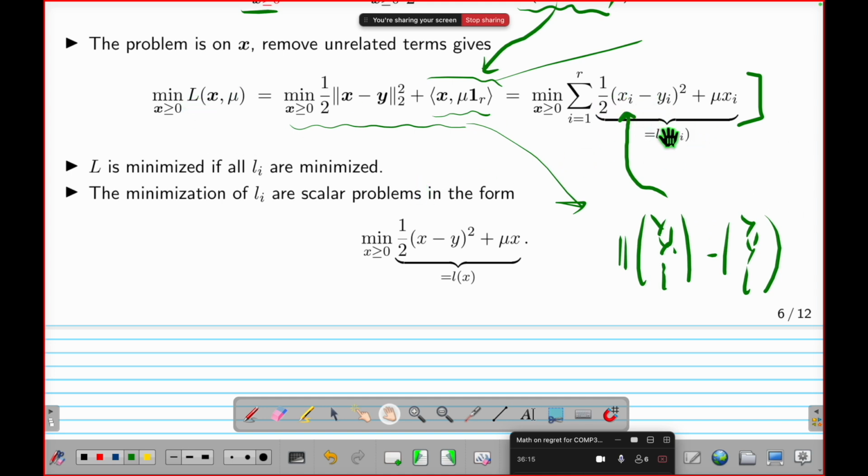So that means if each of the small l is minimized, then the big L is minimized. So I have to minimize the small l. And the small l is very simple. Come on, it's high school. It's a quadratic function with a mu. So how do I minimize the small l?